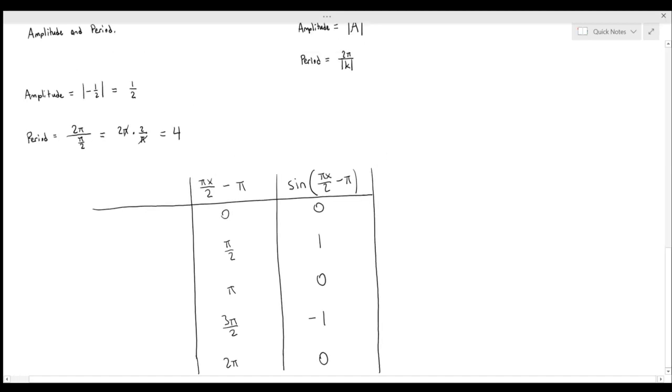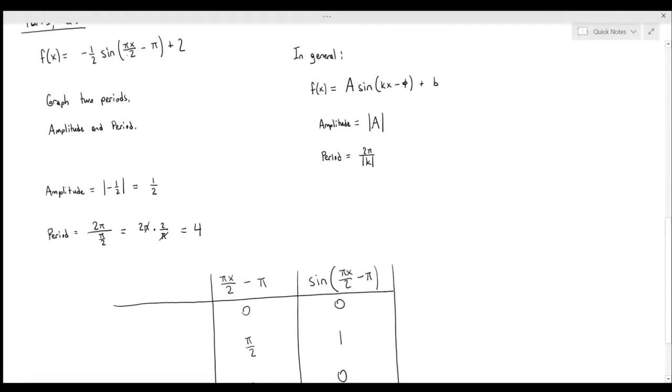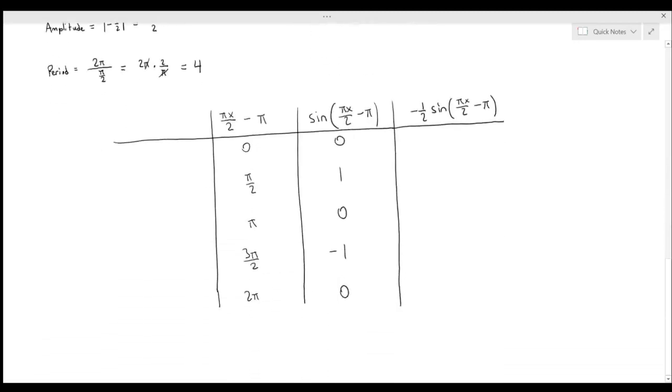So I'm going to start with this, and I need to do two things in my table now. What I'm going to do first is, from this sine that we have here, first multiply it by -1/2, to get it closer to the function that I'm trying to graph. So if I multiply all of these by -1/2, we get 0, -1/2, 0, +1/2, 0.